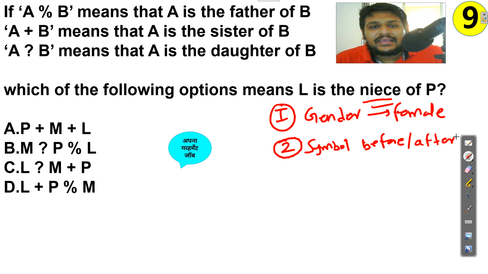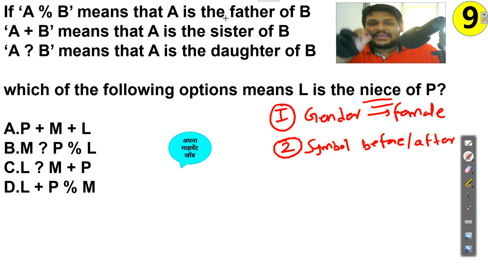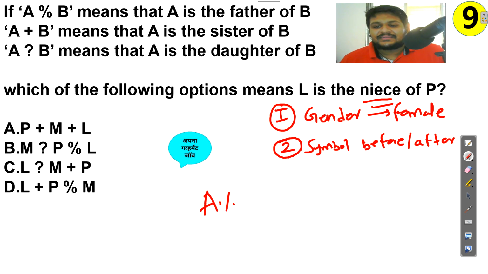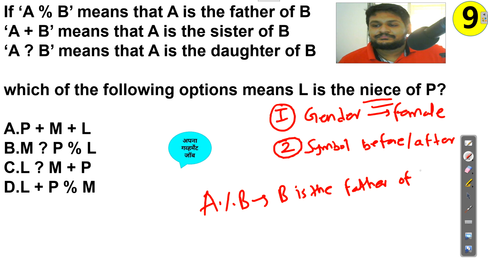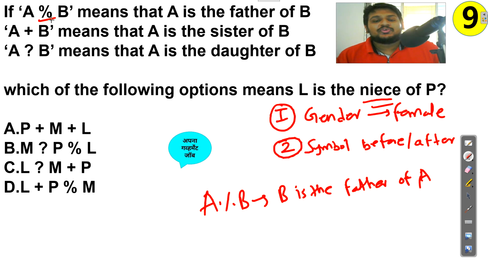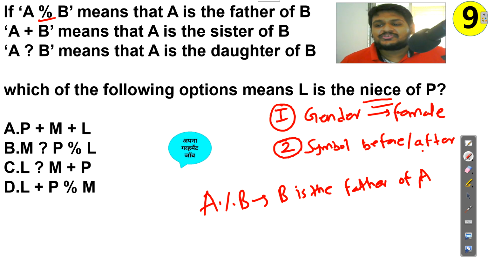See here, A percentage B is given, and directly it means that A is the father of B. It is not that B is the father of A. It is the straight meaning that A percentage B means A is the father of B. It may also be given that A percentage B means B is the father of A. This is the second form. In the first case you can see the symbol is after A, and A is the father of B. So we will use here after.